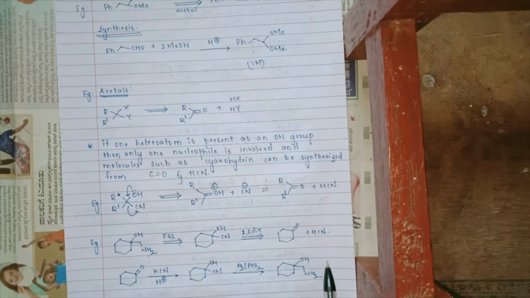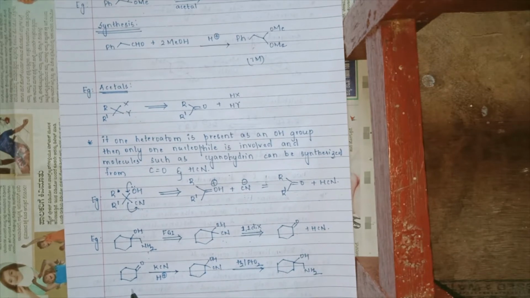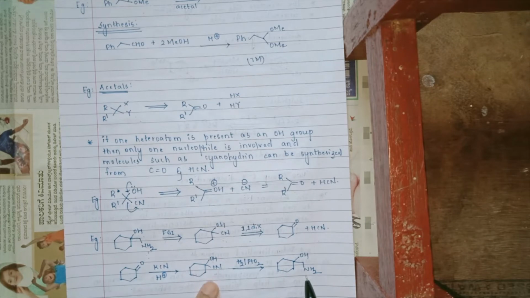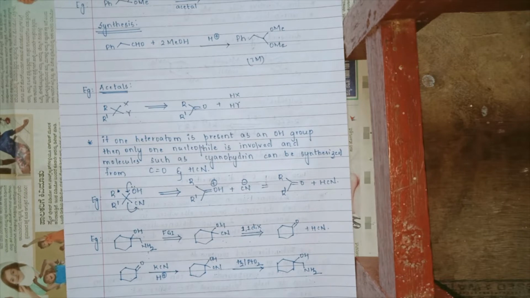So the proper synthesis would be: the cyclohexanone system reacts with KCN in a protic environment. Now CN minus attacks the carbonyl carbon, so that there is an introduction of the CN. Now this CN in the presence of hydrogen and PtO2, that is platinum oxide, gets reduced. The C triple bond N gets reduced to CH2NH2, which is my target molecule.